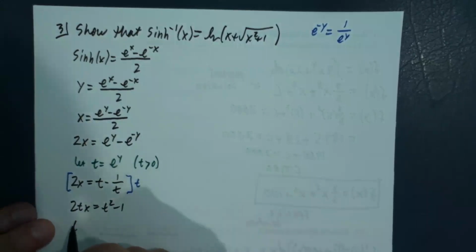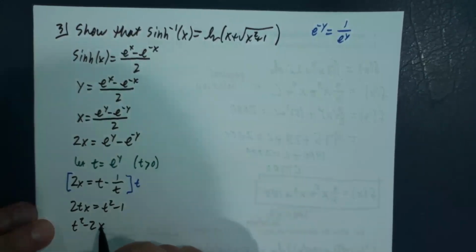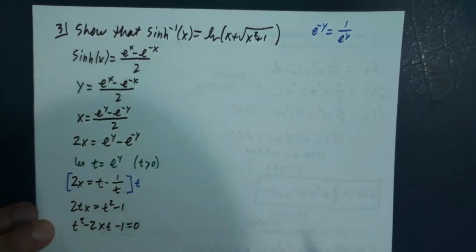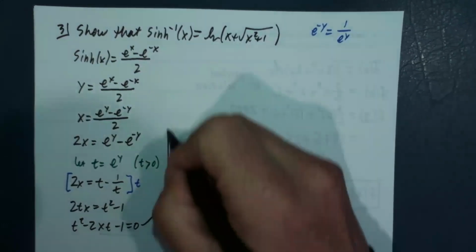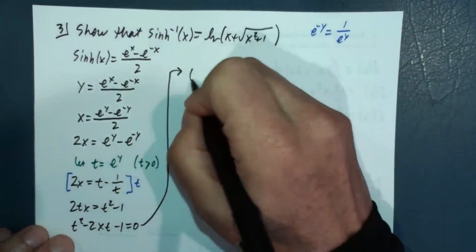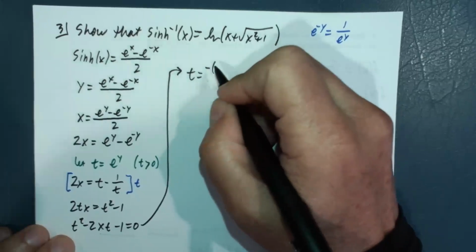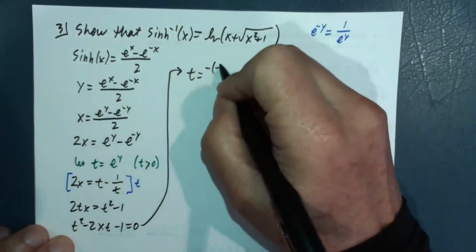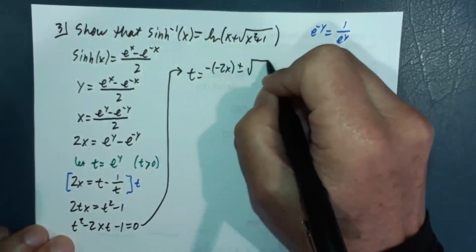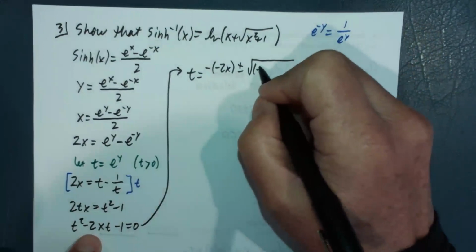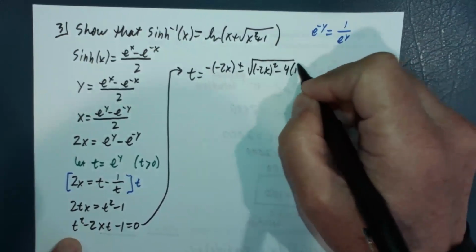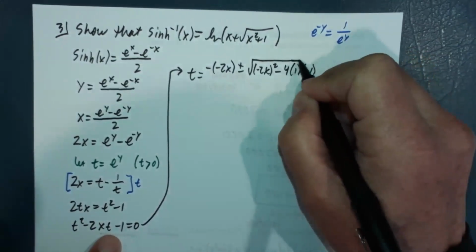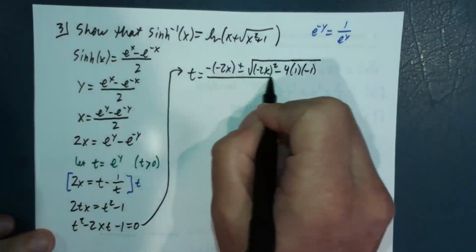And you'll note I end up with t squared minus 2xt minus 1 equals 0. We are now going to use the quadratic formula. So t is going to equal negative b, where b in this case is negative 2x, so 2x, plus or minus the square root of b squared minus 4 times a times c, all over 2 times a.